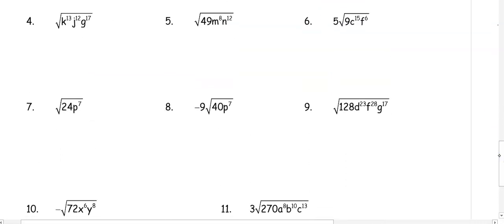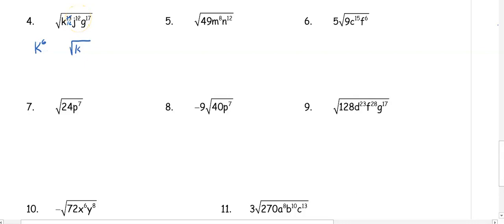Number 4, we have 3 letters: k to the 13th, j to the 12th, and g to the 17th. So we're going to go letter by letter. K is an odd, so 1k is going to stay under. That changes to 12, and half of 12 is 6, so on the outside we have k to the 6th.